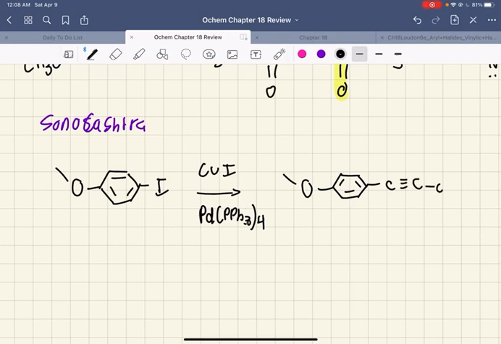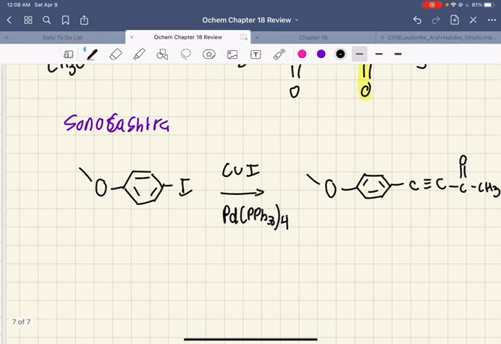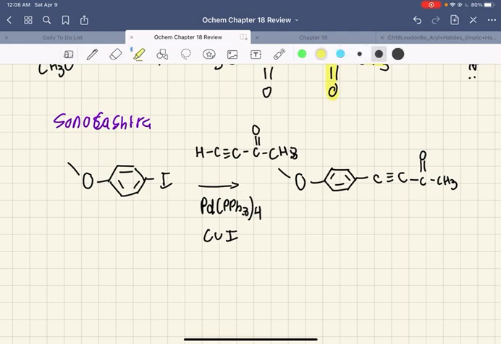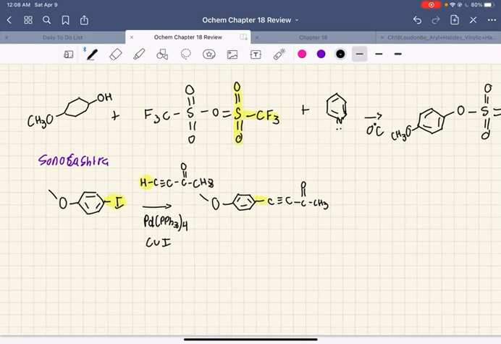Triple bond. Well, this is partially wrong as written because I didn't draw the main source of this carbon-carbon bond. The new carbon-carbon bond exists here, where these two don't exist anymore. That's an example of Sonogashira copper coupling.